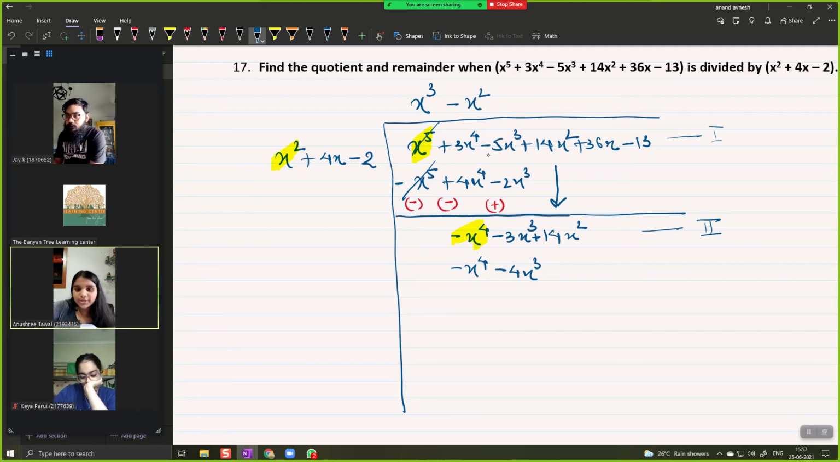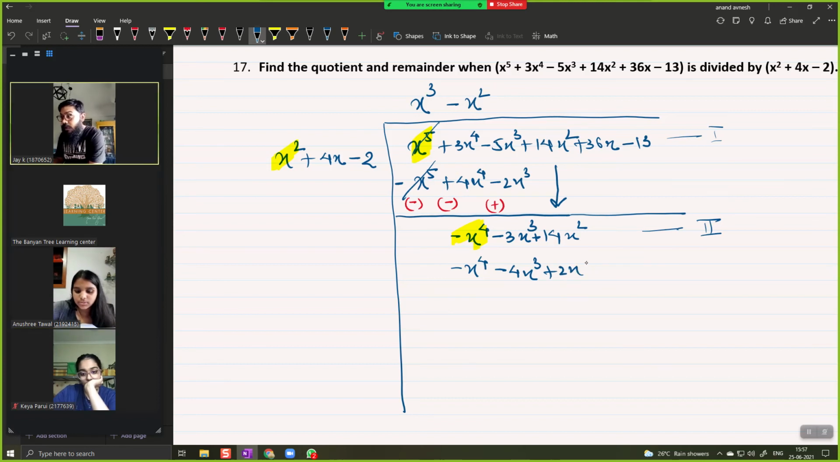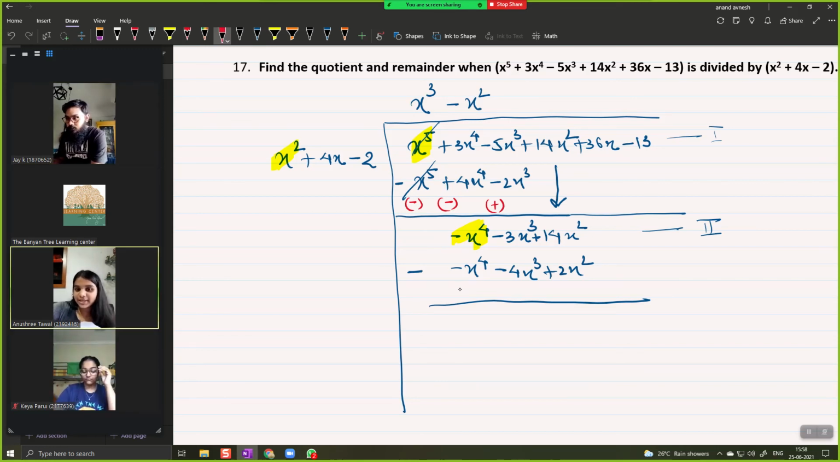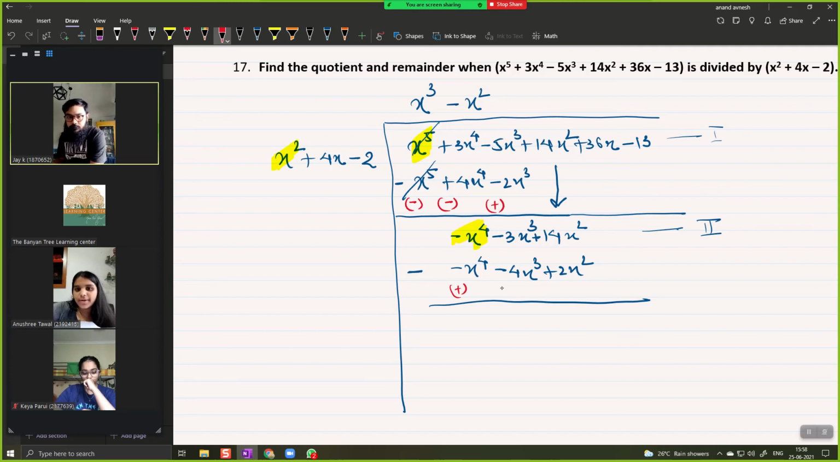Then plus 2x square. Minus x square into minus 2 is plus 2x square. Okay, there is a line, then minus sign. Then what will we do? We'll change the sign. This will become plus, this will become plus, and this will become minus.